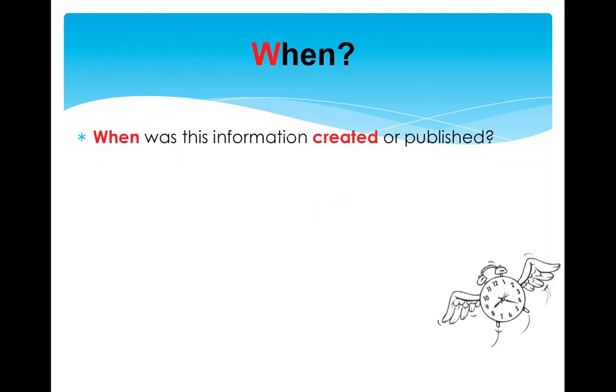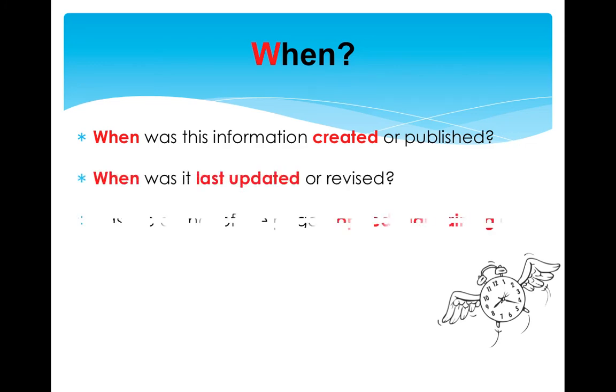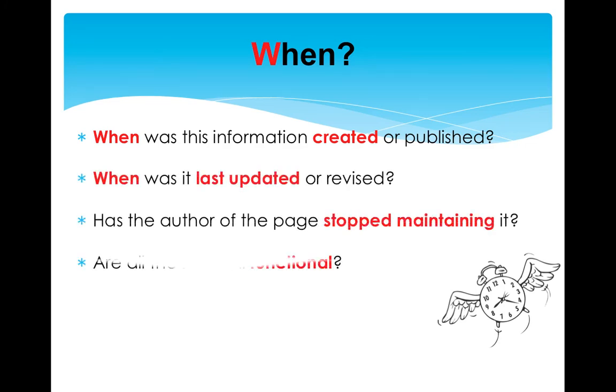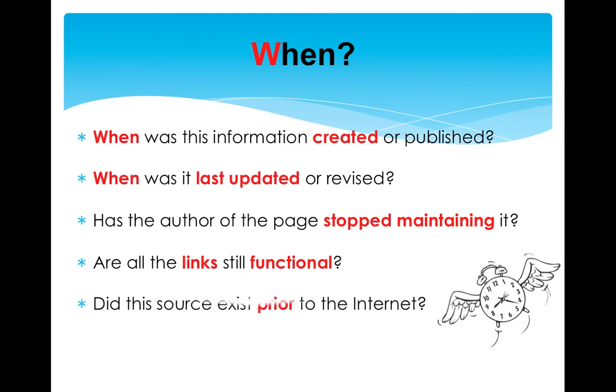When was this information? That's our fourth W. When was this information created or published? How old is it? It could have been reliable information 10 years ago, but it's not reliable anymore. Things have changed. So that's another thing you need to look at. When was it last updated or revised? If they're talking about healthcare and the status of healthcare in this country, in the news, and this source is 10 years old, it's going to be way out of date, and it's not going to be considered reliable anymore. It was at one time reliable, but it's no longer.